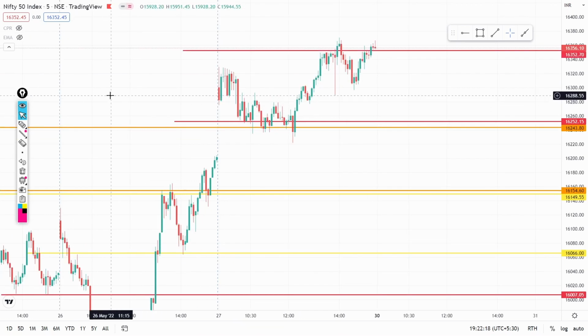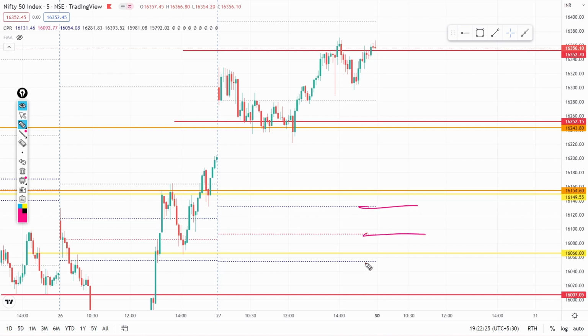Now let us insert some pivot lines in this chart. So these are the pivot lines and this is the resistance. Unfortunately, it will act as a support since the market opened above this, and this is another resistance. Once the market opened, it was bearish until the first half, and during the second half, again it tried to pull back and had a good recovery and almost went past the day's high.